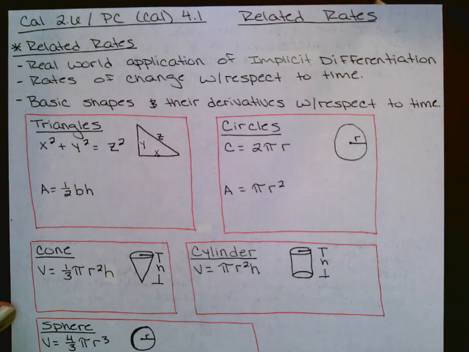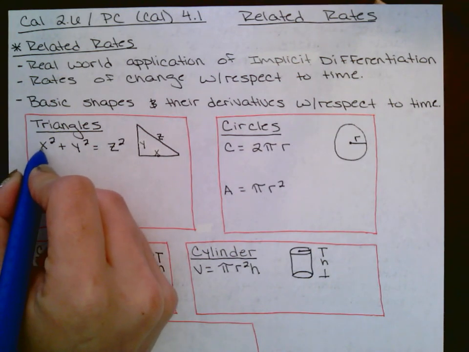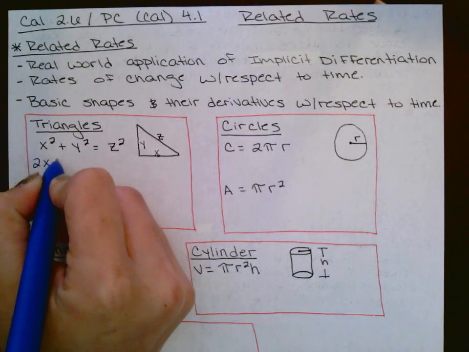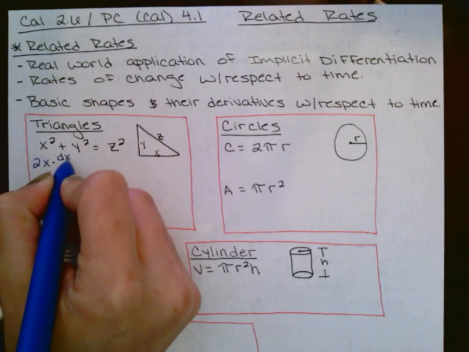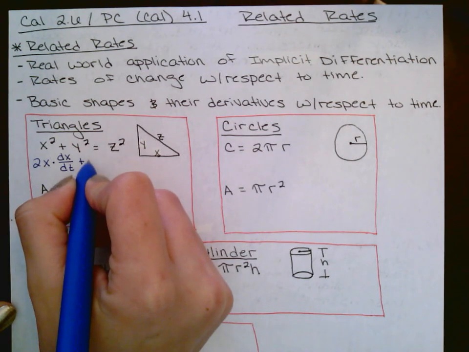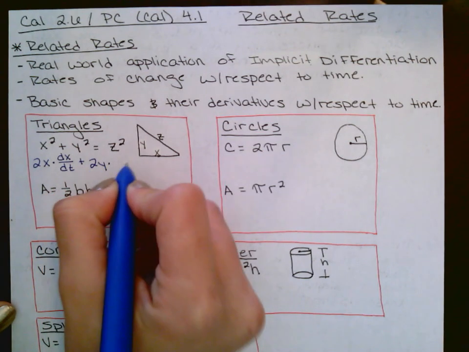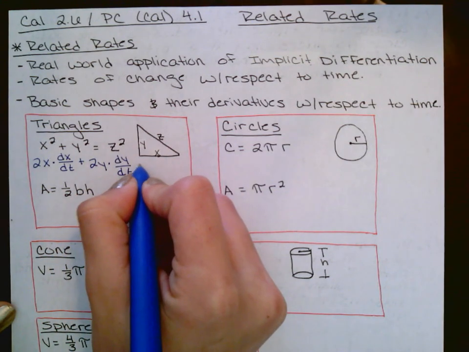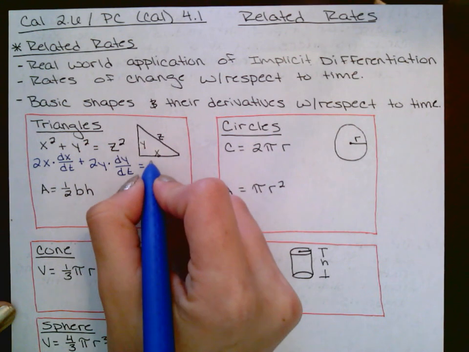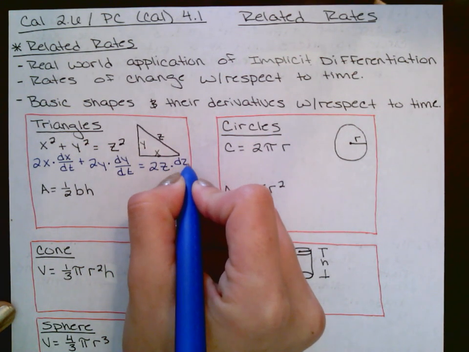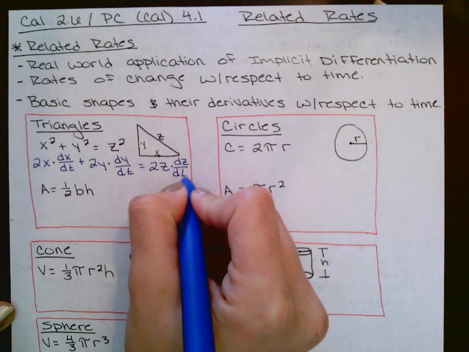So one main shape you're going to be seeing is a triangle. If I were to do the derivative to x squared with respect to time, I'd do my regular derivative, 2x times implicit dx dt. Now the second term, derivative of y squared, is 2y implicit dy dt equals, and now the z squared would be 2z, and then implicit dz dt. Okay?